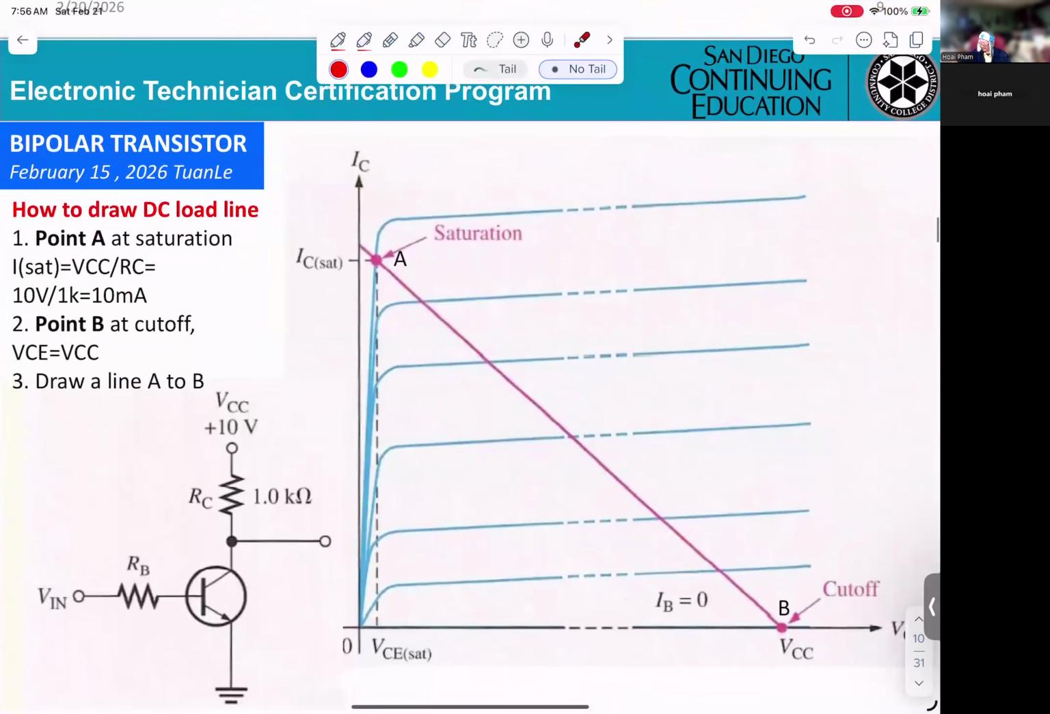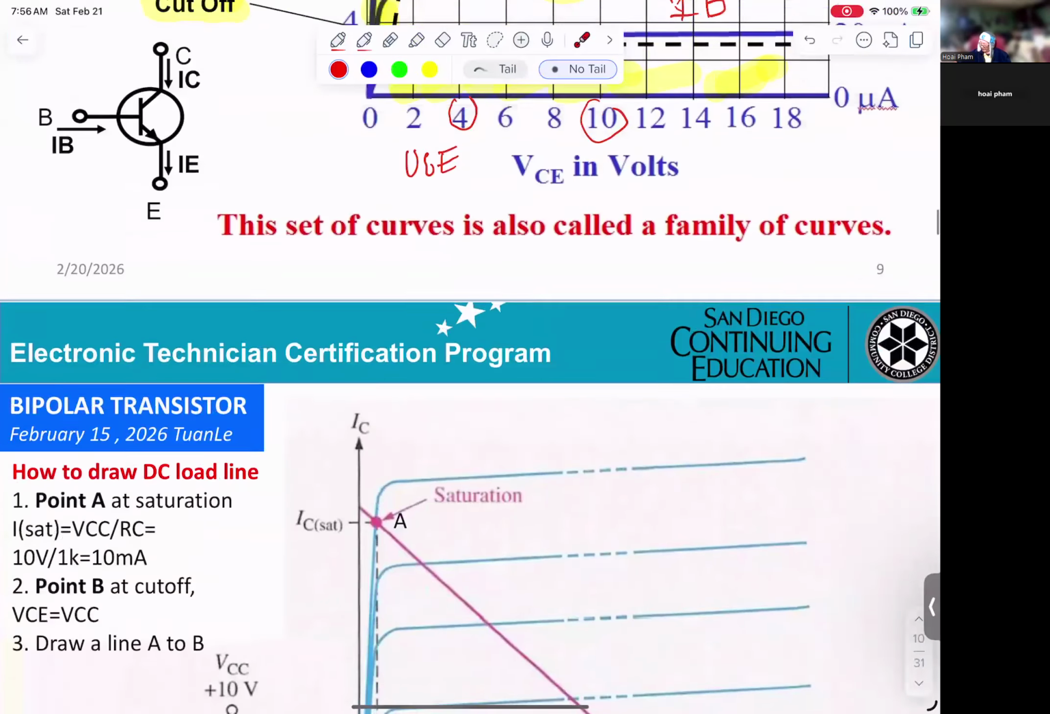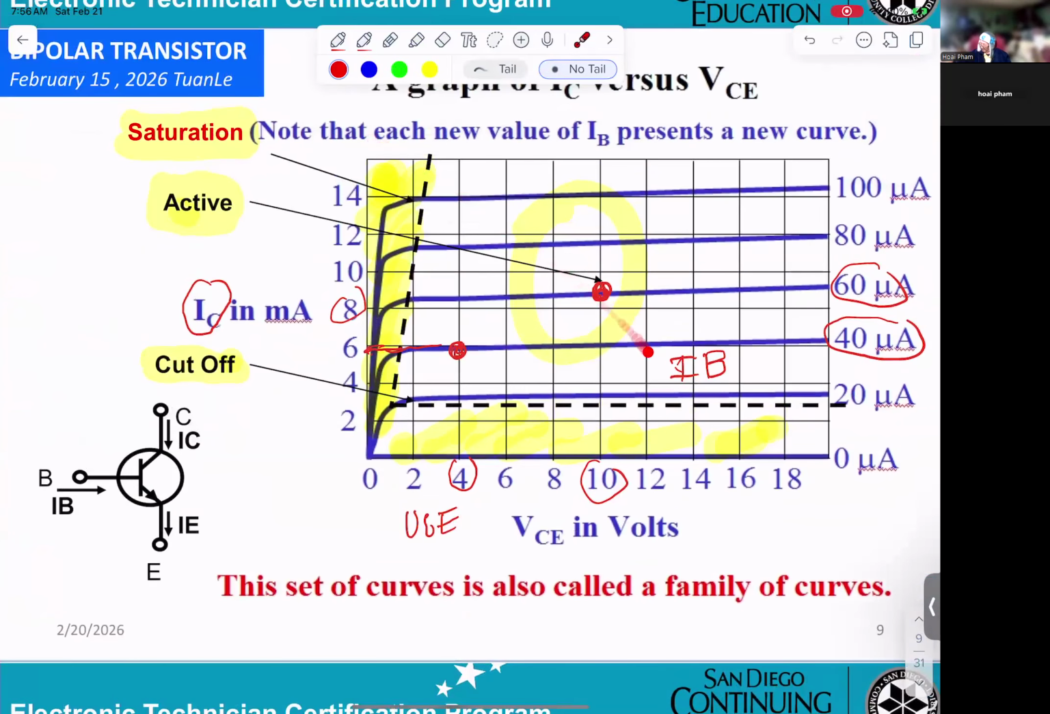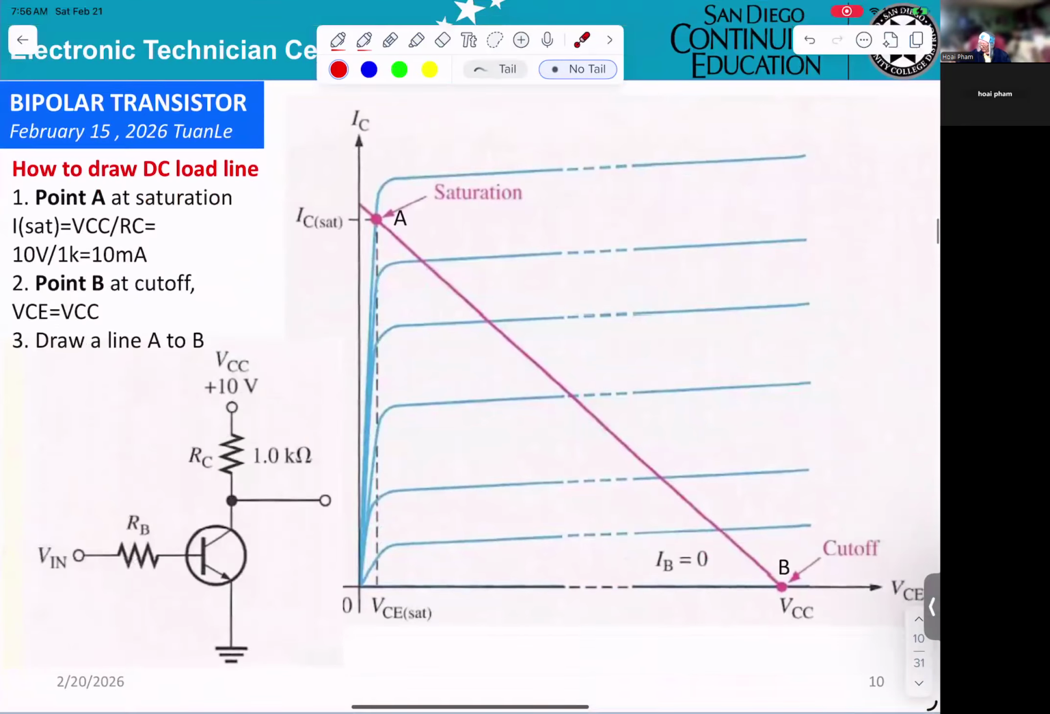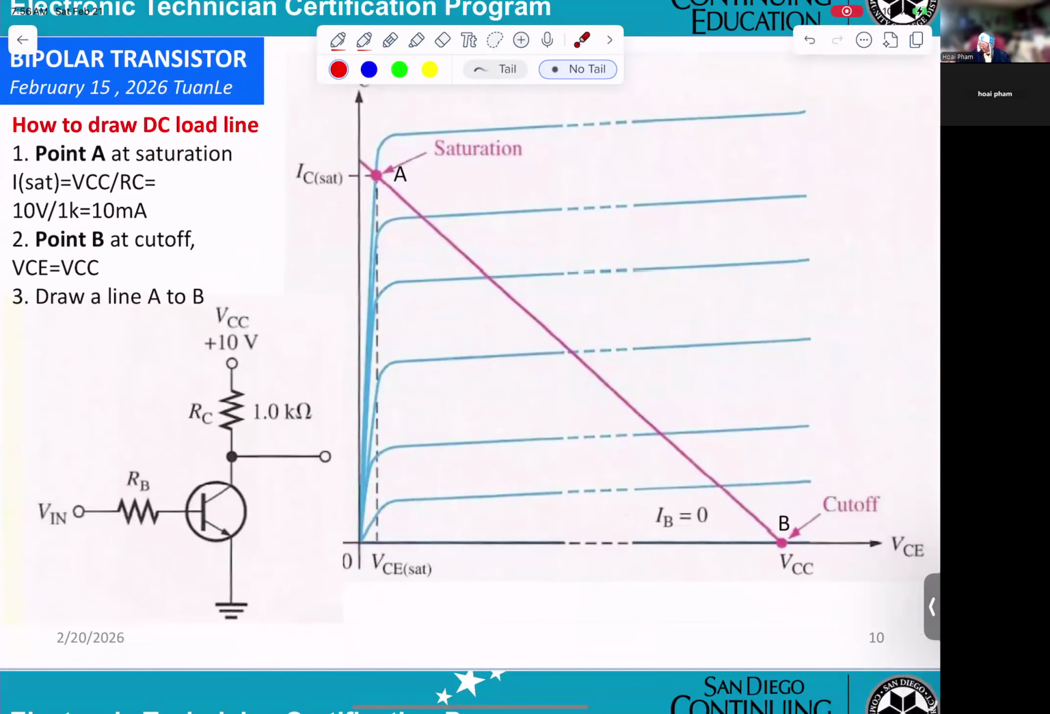Now, next, they want to help you: how do we draw the load line? That means the line here. That's what we call a load line. If you design an amplifier, you pick this one, that's okay, or this one, or this one. But we don't want this one close to the cutoff or close to saturation. They can no longer be amplified.